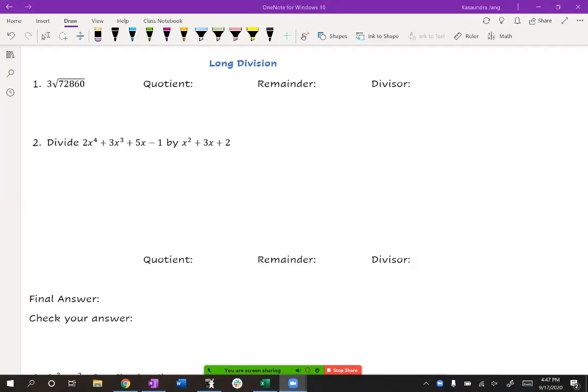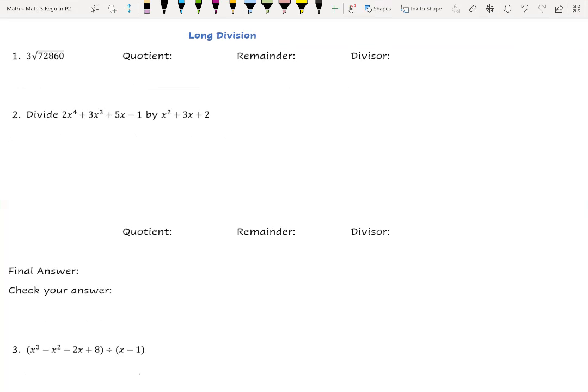Hey guys, we're going to look at long division for polynomials, and we're going to start with long division for numbers, which we've done a while ago, so let's refresh our memory on that. I'm going to do 72,860 divided by 3. So, yeah, this is supposed to be a division sign.